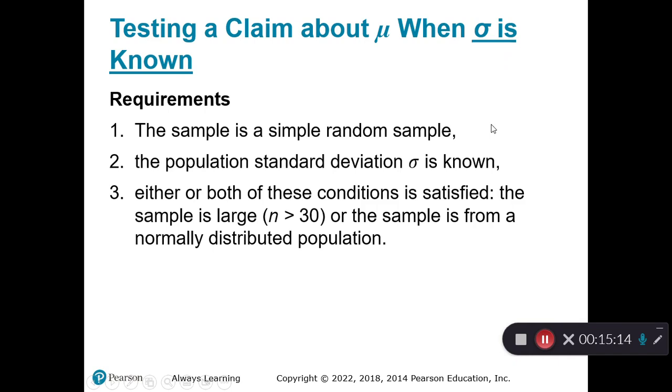The requirement for us to conduct the appropriate test is very similar to what we saw previously. We still need a simple random sample, which is the strongest sampling technique. The population standard deviation, sigma, somehow has to be magically known and provided. And if we don't know whether the original population is normally distributed or not, then we need to compensate by having a large enough sample of greater than 30.